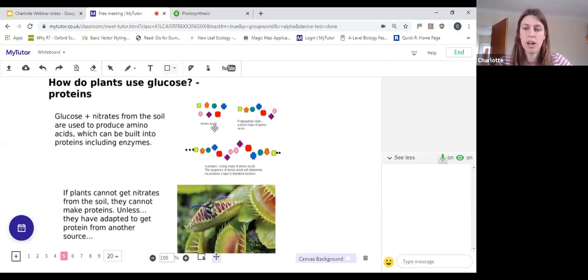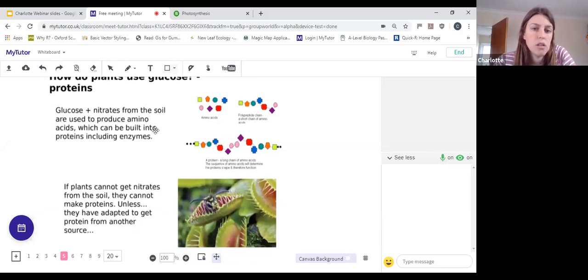Because enzymes work on that lock and key theory where they are constantly looking for a substrate that fits in that active site, it's complementary to the active site. The shape is everything. So that sequence of amino acids, and the bonds between them, is what forms that protein into that particular shape. Glucose and nitrates are essential for this. Glucose from respiration, nitrates from the soil.